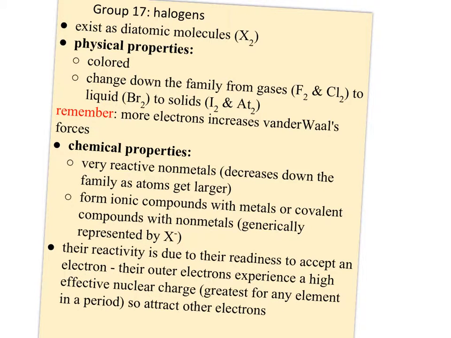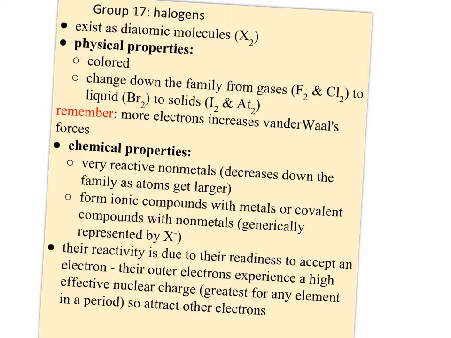Group 17 at the other end, the halogens, they exist as diatomic molecules, so they're generically represented as X2. Their physical properties are that they have colors. Unlike the noble gases, halogens have distinctive colors. They change down the family from being gases for fluorine and chlorine to being a liquid for bromine and being solids for iodine and astatine. And remember, that makes sense because more electrons, as you add the energy levels, increases the van der Waals forces. So that's going to change the state at the same temperature.